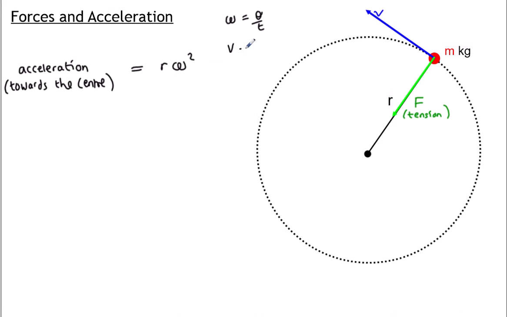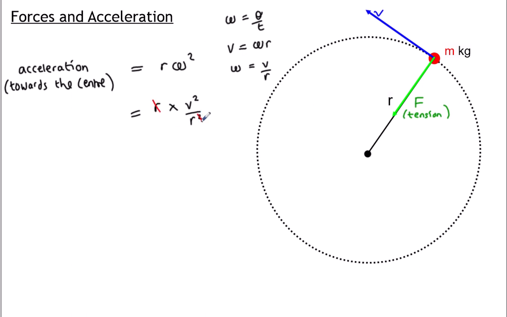Also remember that v is omega r, which means that we can write an alternative version of this formula. Because if I write this as omega equals v over r, I can take omega out and put v in instead, because sometimes in a question you'll know v, sometimes you'll know omega. So that would be r times, so omega squared would be v over r squared. So v squared over r squared. Square the top, square the bottom.